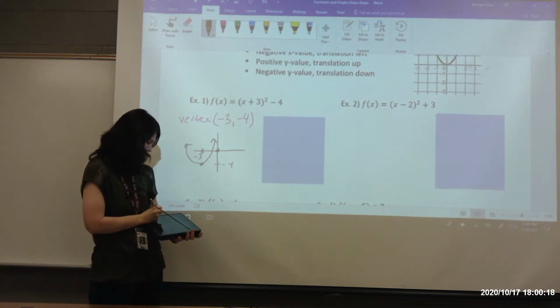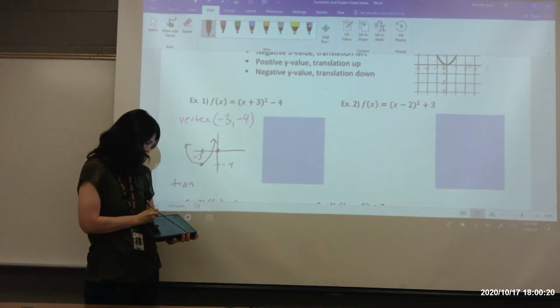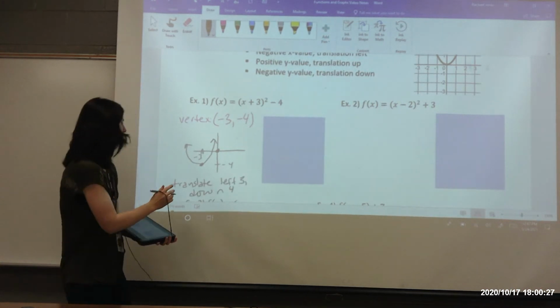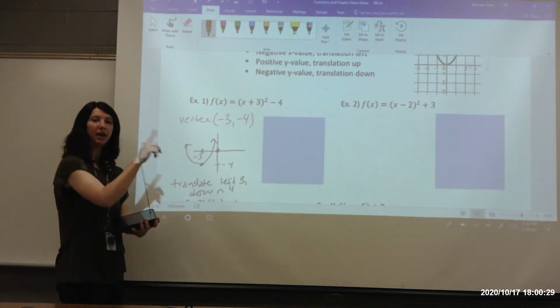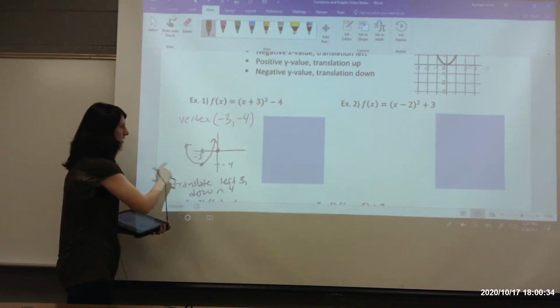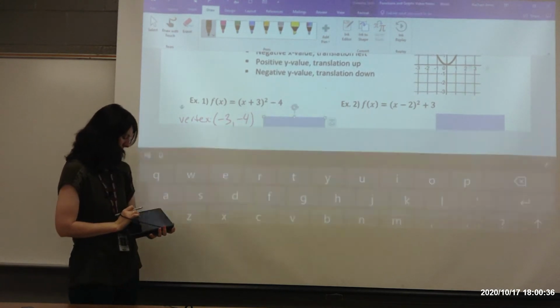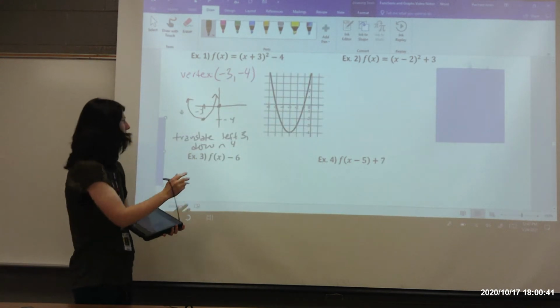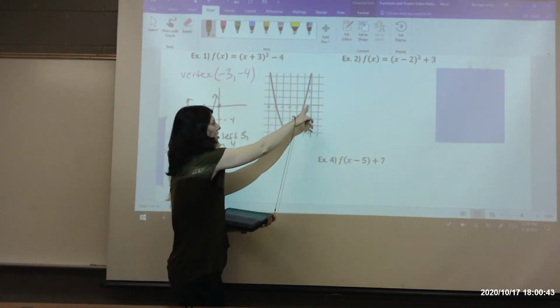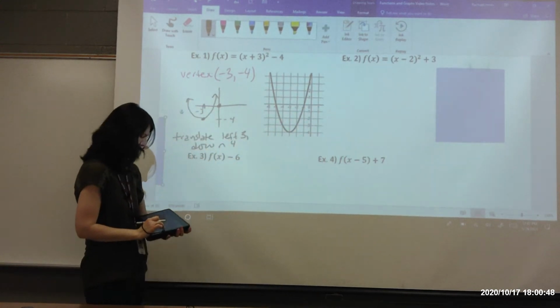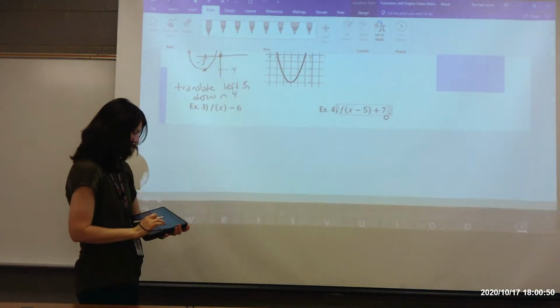So to be more official, I would say translate left 3, down 4. So when we shift left or right, that's called a translation. So left and down. And here is the graph that we can check that with. So you can see it kind of matches my sketch. We started here at 0, 0, went left 3, down 4.